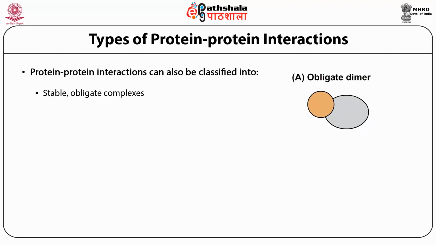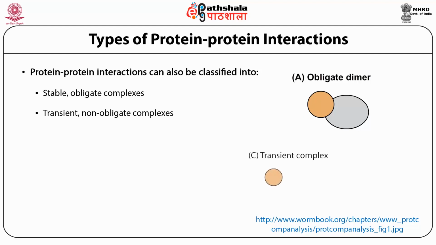Most of the complexes in the cell are transient. They are non-obligate dimers. They come together, there is some kind of a force that holds them together, they perform their function, and then they can fall apart.